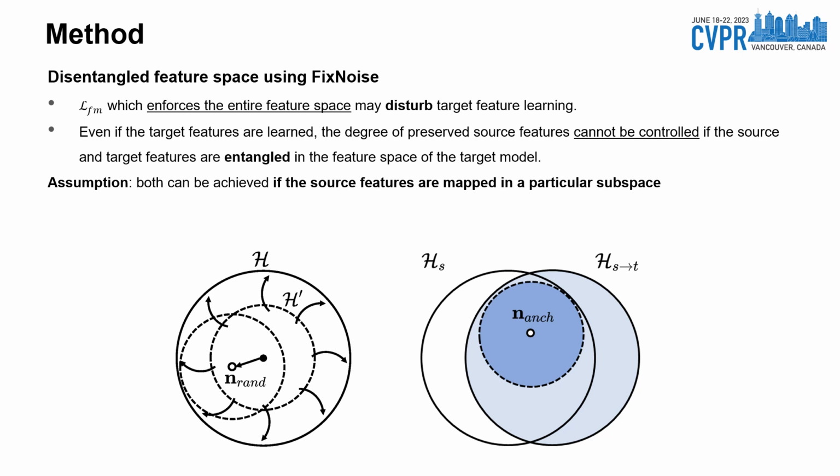Instead of applying the loss to the entire feature space, we introduce an effective strategy, fix noise, that does not disturb target feature learning and allows the different domain features to be disentangled from each other in the feature space of the target model. Our method begins with an assumption that both can be achieved if the source features are mapped in a particular subspace in the feature space of the target model.